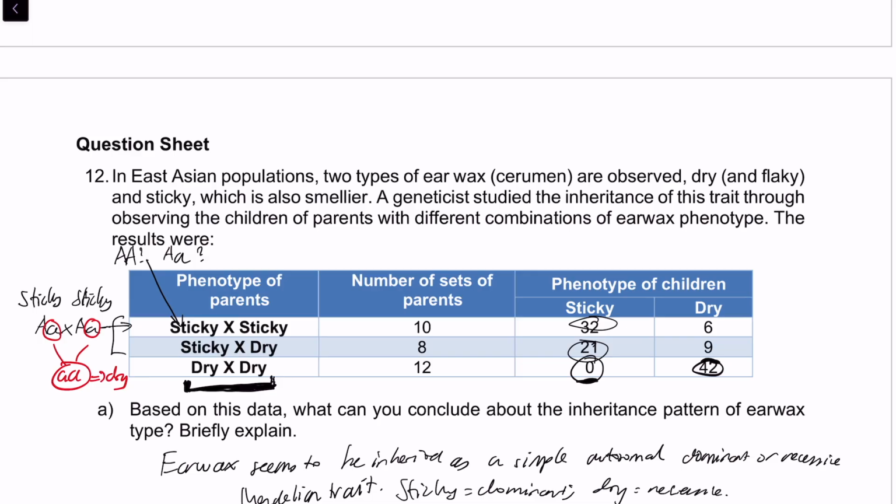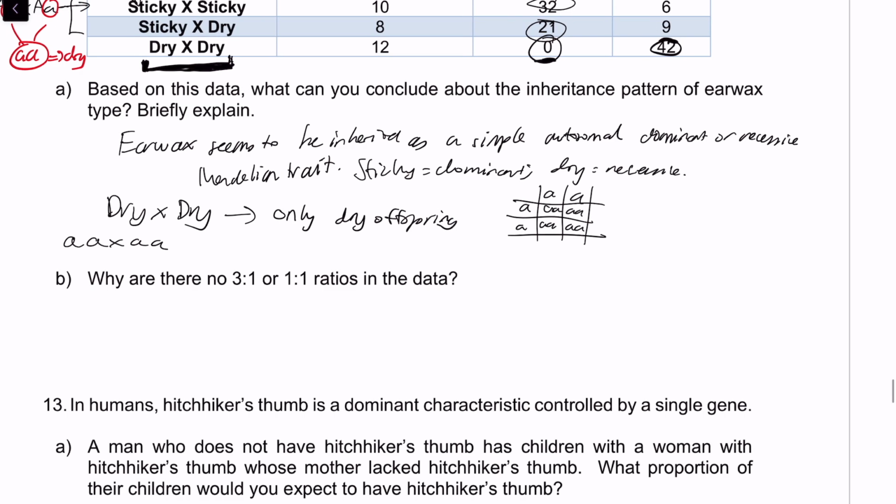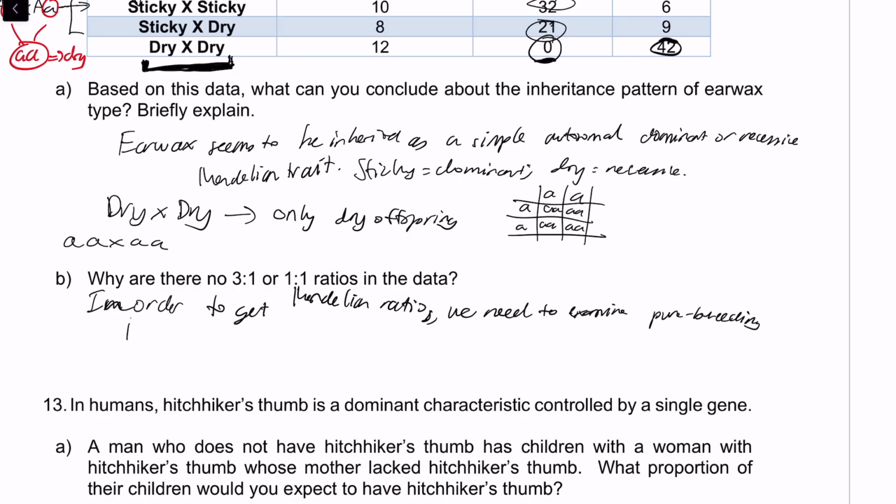All right. So moving on to part B, we are basically trying to ask, why are there no 3-to-1 or 1-to-1 ratios in the data? Well, because in order to get Mendelian ratios, we need to examine pure breeding individuals with known genotypes.